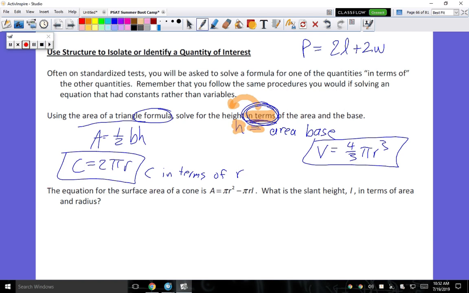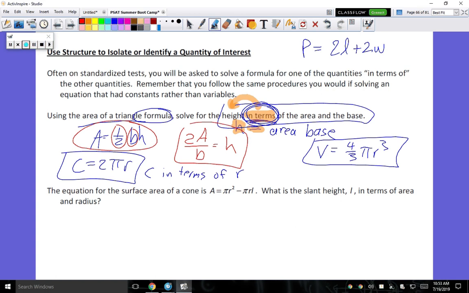Okay? Alright. So now that we know what "in terms of" means, let's get the height all by itself in this equation that we were doing. To move this 1/2 over, you'll multiply by 2 over 1. To move this b over, you're going to divide. So 2a over b is equal to h. Otherwise, h is in terms of a and b. The "in terms of" will help you create the manipulations of equations that they're wanting you to solve for.